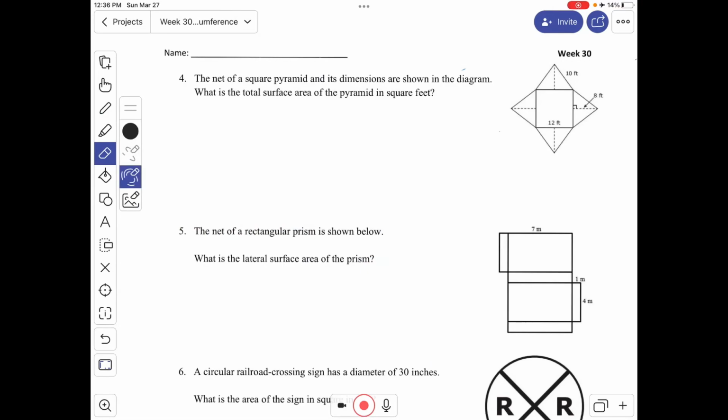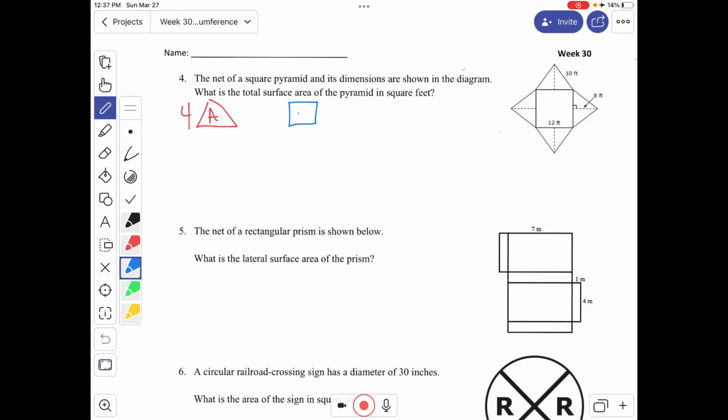Number 4. The net of a square pyramid and its dimensions are shown in the diagram. What is the total surface area of the pyramid in square feet? So I see 4 triangles that are all the same. We're going to need to find the area. And I see 1 square, and we're going to need to find the area. And then we add those two together.